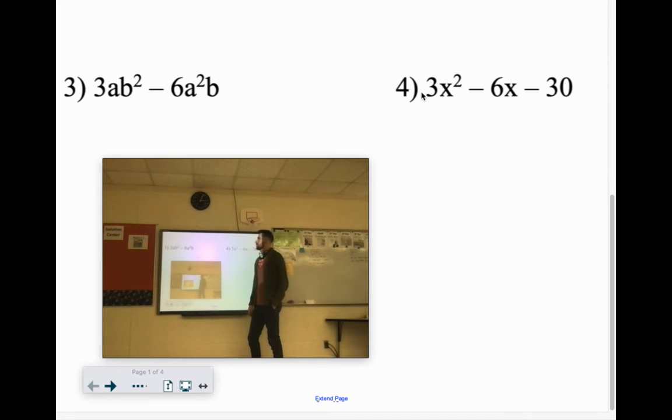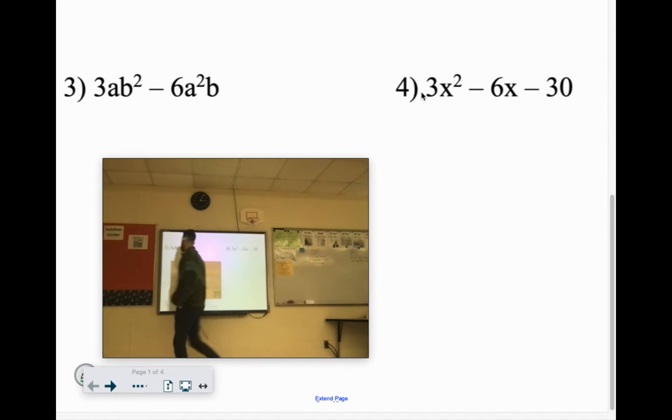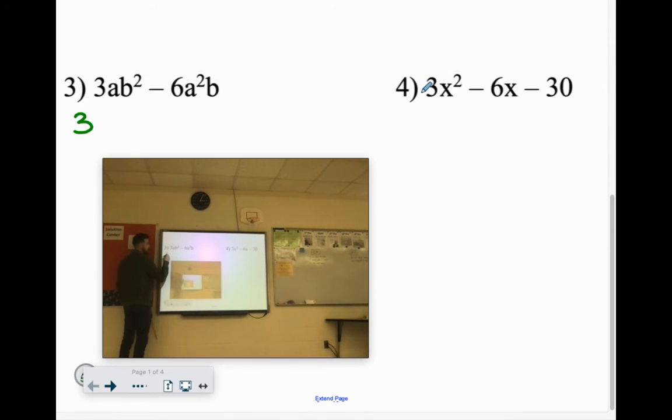3ab squared minus 6a squared b. 3 and 6, they have a 3 in common. Now, do they both have an a? Yeah. They both have at least a to the first, and they both have at least b to the first. So we're going to be knocking off one of the a's and knocking off one of the b's. So 3 times 1 would give us the 3. We already have the a handled. We have b squared, we have a b out here, so we need one more b.